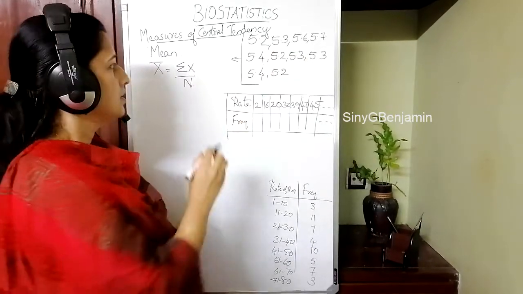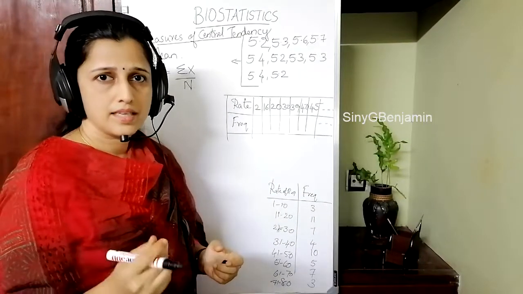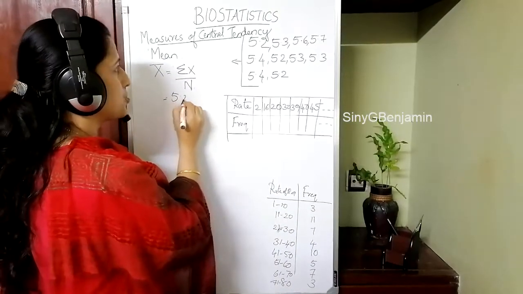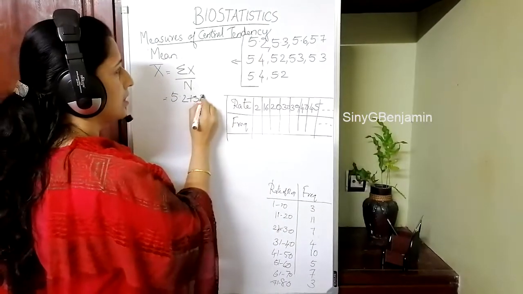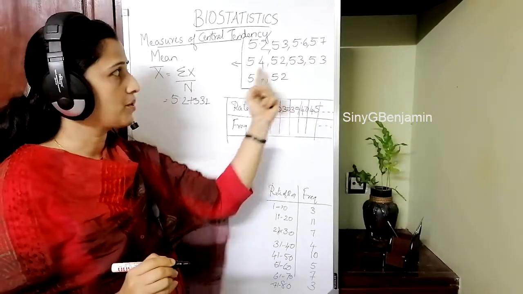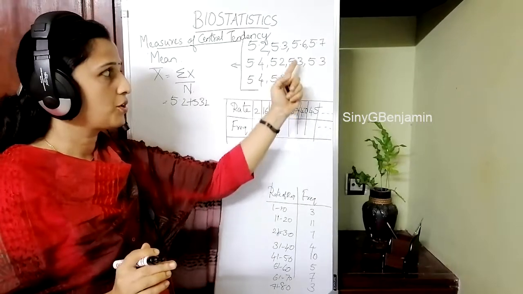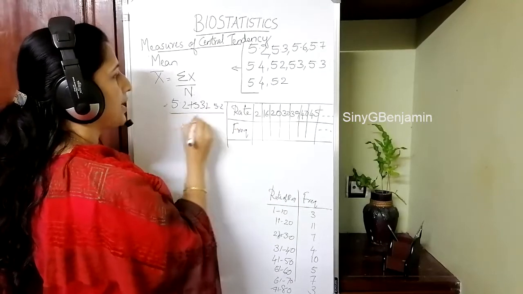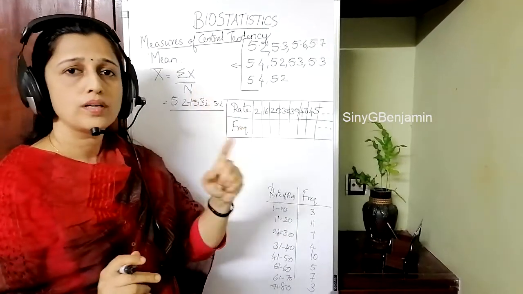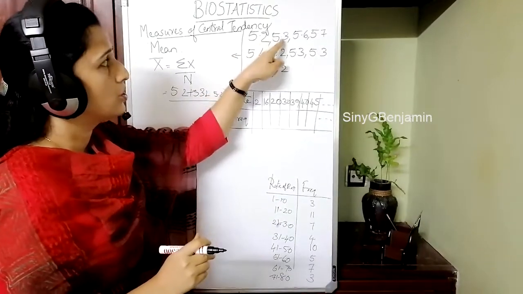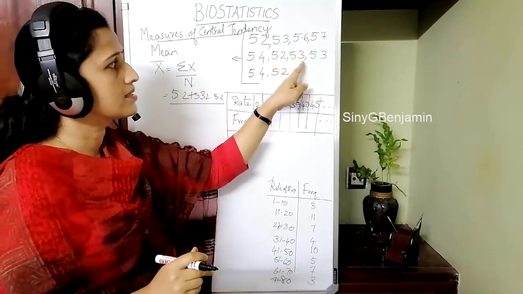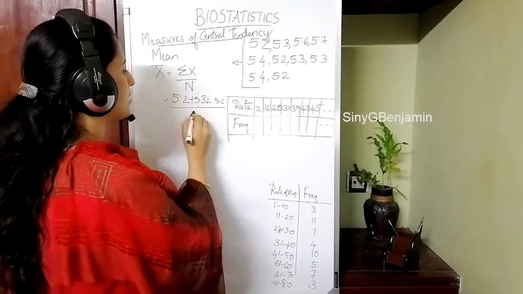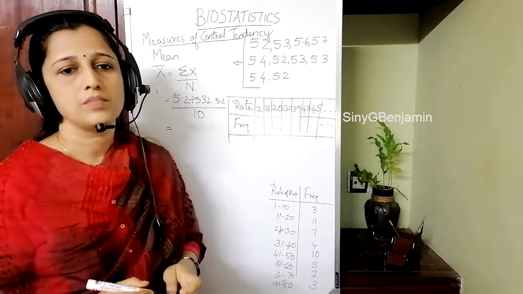And from this data, how do we calculate sigma x? I said it is x1 plus x2 plus x3 till xn. So here it is 5.2 plus 5.3 plus 5.6 plus 5.7 plus 5.4, 5.2 till the last value, and the last one is 5.2, the whole divided by n. N means the total number of observations, and here we have 1, 2, 3, 4, 5, 6, 7, 8, 9 and 10 observations.